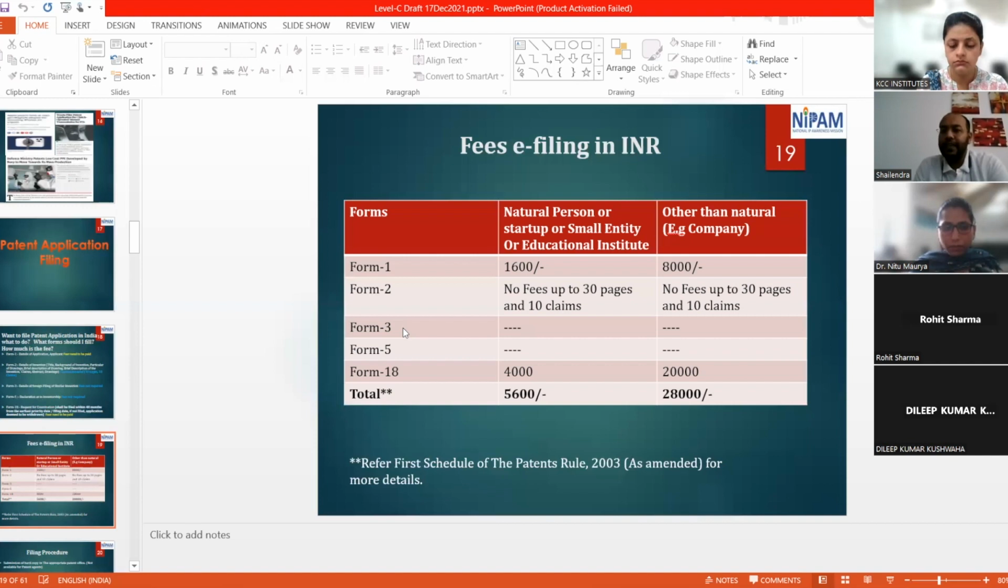The categories you can see on your screen are natural person, startup, small entity, or educational institute. Educational institute means, let us assume, KCC institutes filing the application. In that case, the fees will be: for Form 1, 1600 rupees, and for Form 18, 4000 rupees. For other categories, meaning any company like Tata Motors or Xiaomi or any other company, the fees will be 8000 rupees and 20,000 rupees. So this is the category.